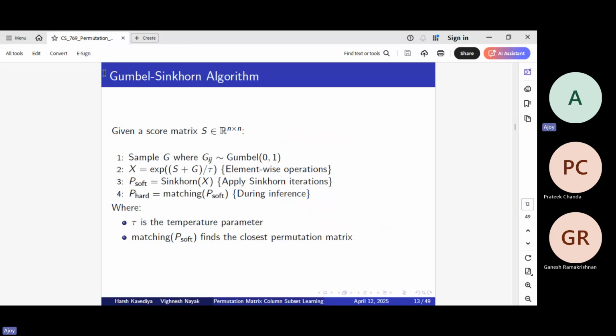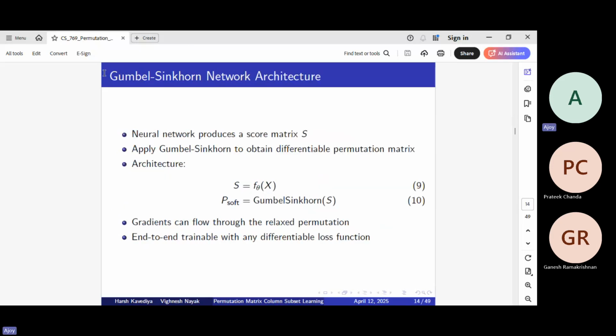Overall, the Gumbel-Sinkhorn algorithm is given a score matrix, which is essentially a probability matrix. We first sample it using the Gumbel max trick and normalize using the Sinkhorn operator. Since both steps are completely differentiable, this allows optimization using gradient based algorithms. For the scoring matrix, we can use neural networks. Then we get the permutation matrix from the Gumbel Sinkhorn algorithm.